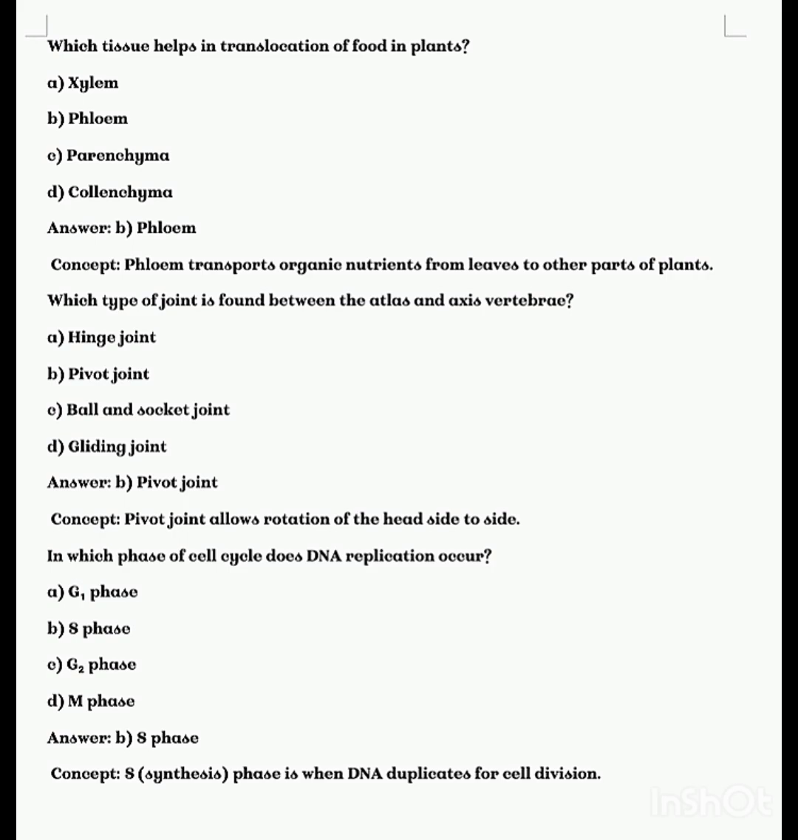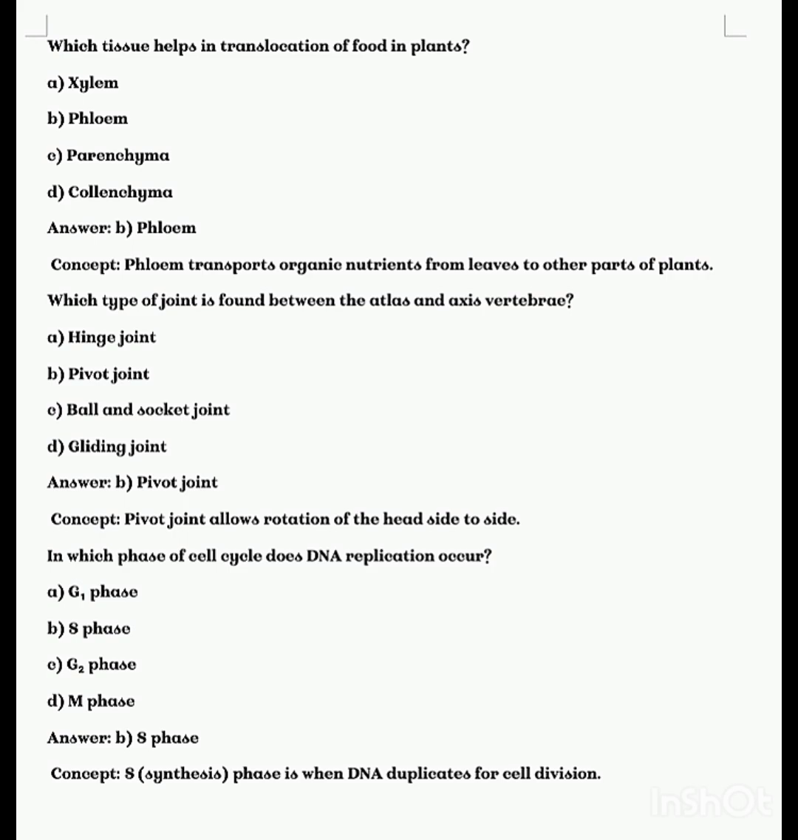Which type of joint is found between the atlas and axis vertebrae? A. Hinge joint, B. Pivot joint, C. Ball and socket joint, D. Gliding joint. Answer B. Pivot joint. Concept: pivot joint allows rotation of the head side to side.